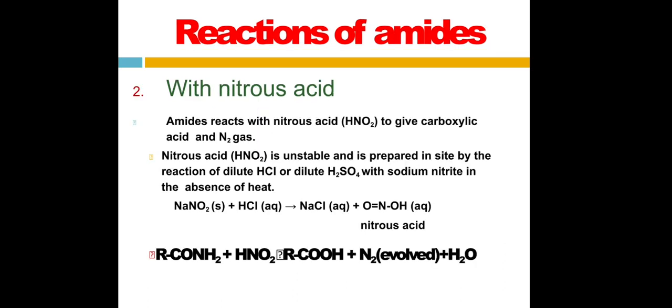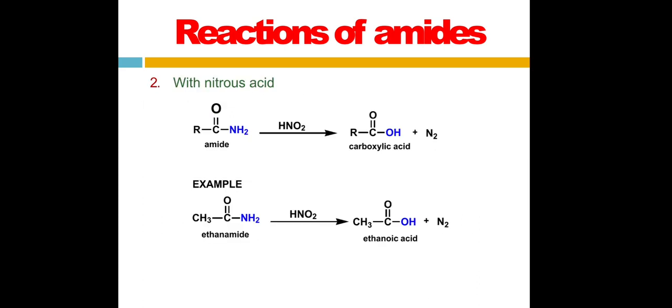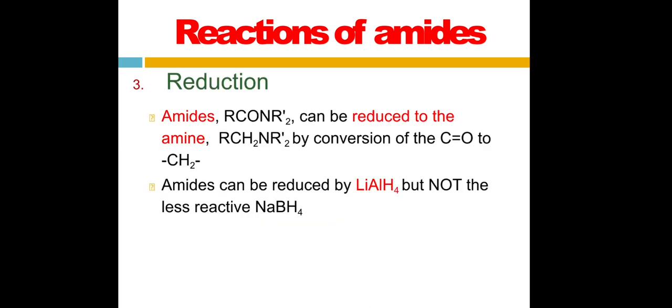Second is the reaction with nitrous acid. Amides react with nitrous acid, HNO2, to give a carboxylic acid, NH, and N2 gas. Nitrous acid is unstable and is prepared in situ by the reaction of dilute HCl or dilute H2SO4 with sodium nitrite in the absence of heat. For example, this is an example of amide to carboxylic acid, ethanamide to ethanoic acid.